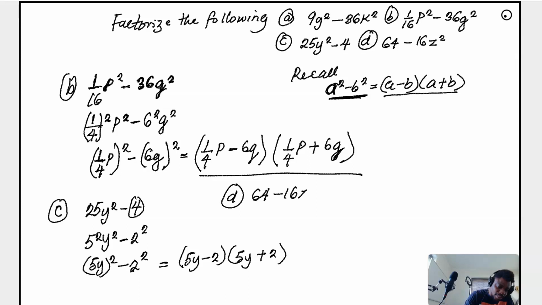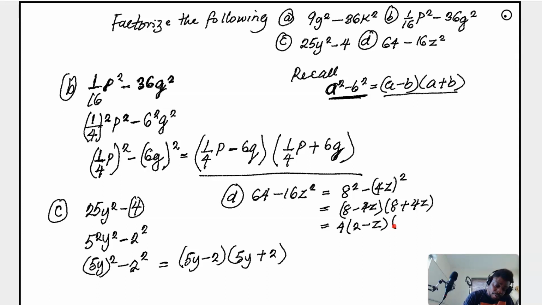64 minus 16z squared. I will quickly do this one because you already know how to do this now. So this is 8 squared minus 4z all squared. So this is 8 minus 4z and this is 8 plus 4z. I can stop there, but you can still take 4 outside, 2 minus z. Okay, so 4 here, this is 2 plus z. So this is 16, 2 minus z, and 2 plus z.